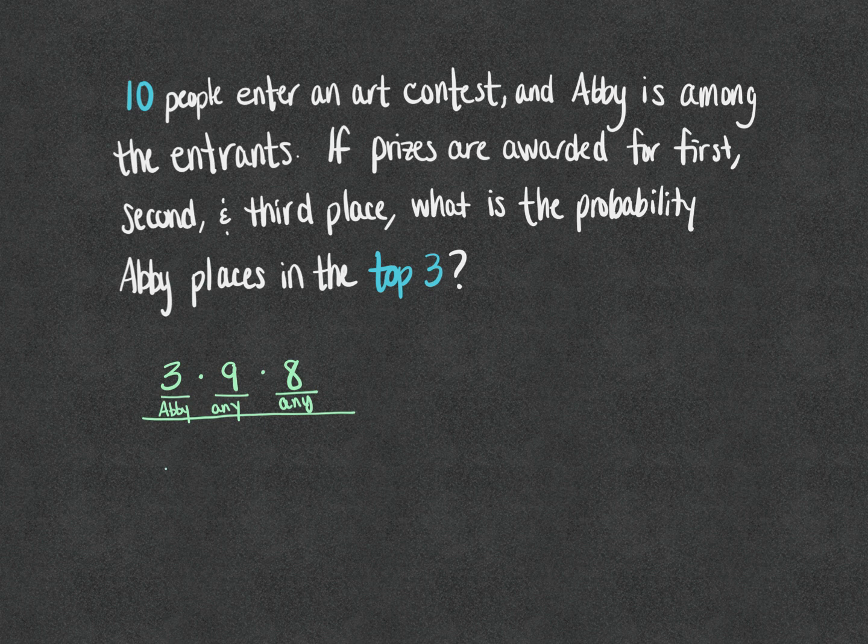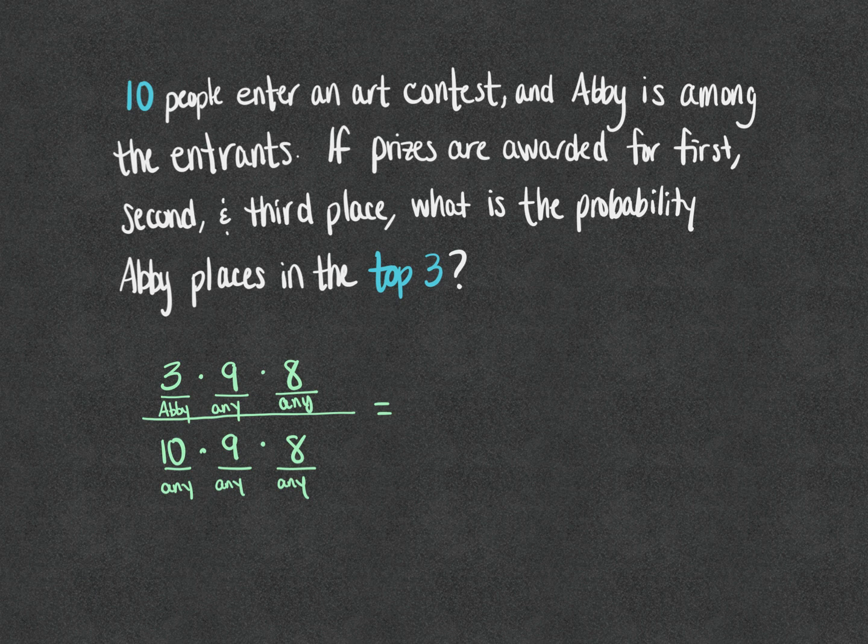Overall, if we think about what's going to happen here, anyone could win first place, anyone could win second place, or anyone could win third place, again, as long as repetition isn't allowed. So we would have 10 options for who could win first place, 9 options for who could win second place, and 8 options for who could win third place.